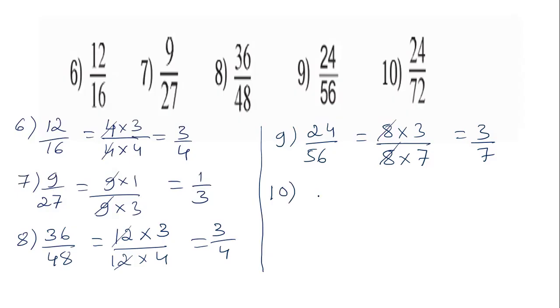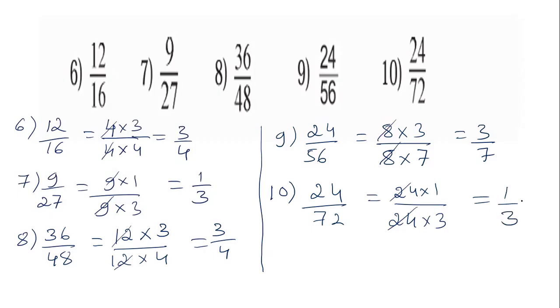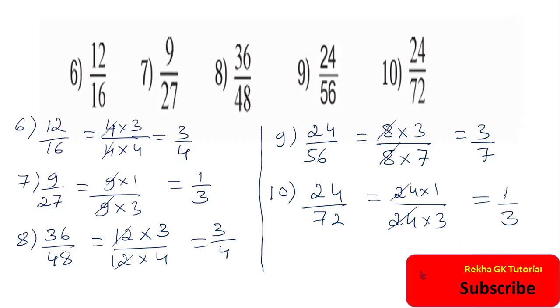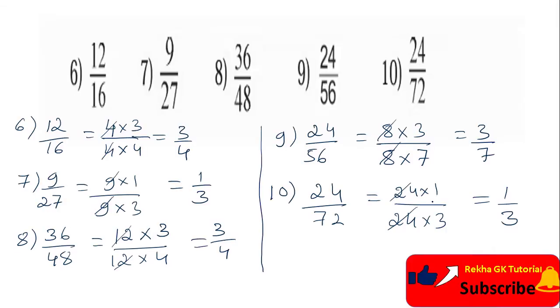10th one, 24 by 72. See, 24 ones are 24, 24 threes are 72. This 24 gets cancelled. 1 by 3 is the answer. This completes your exercise 5.4.